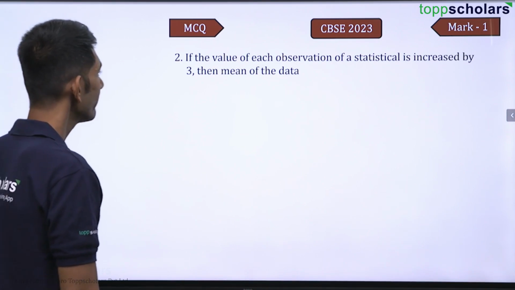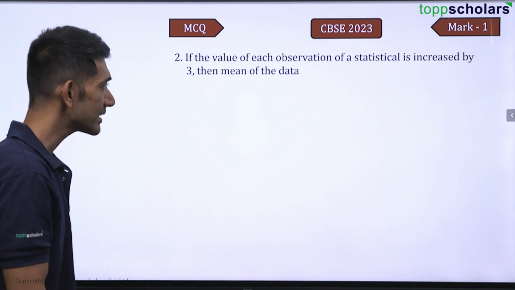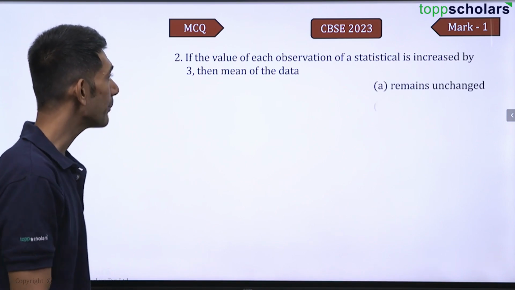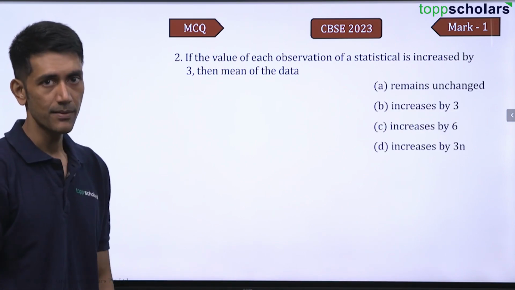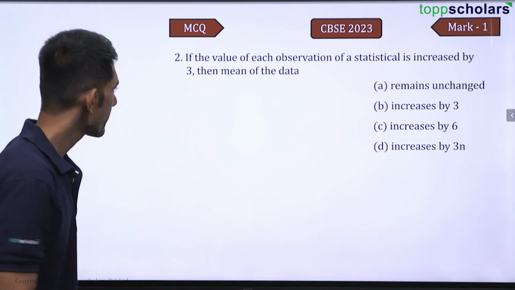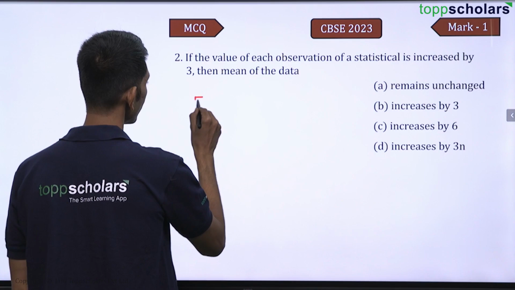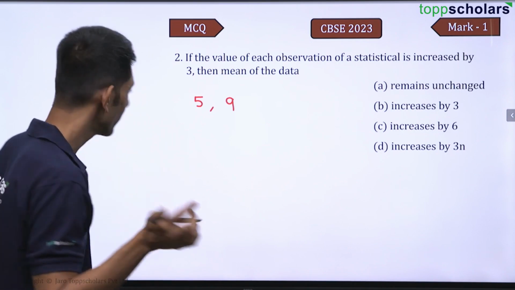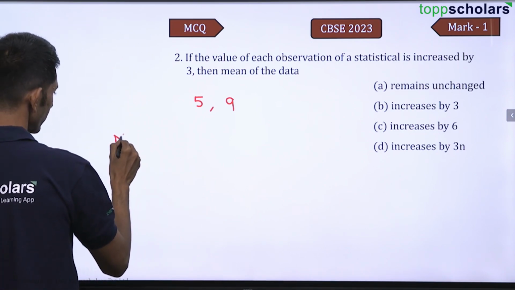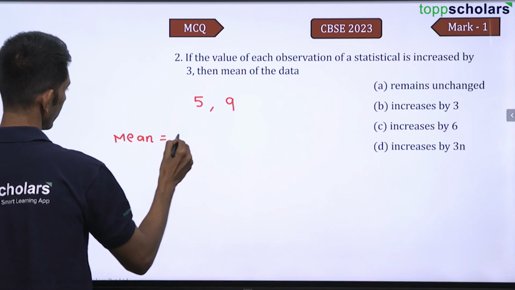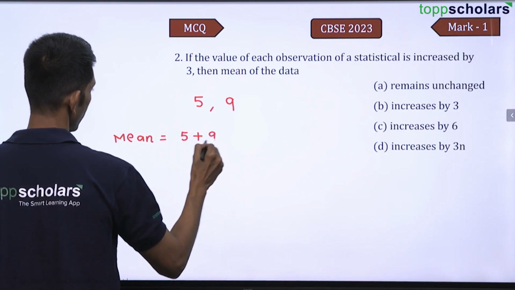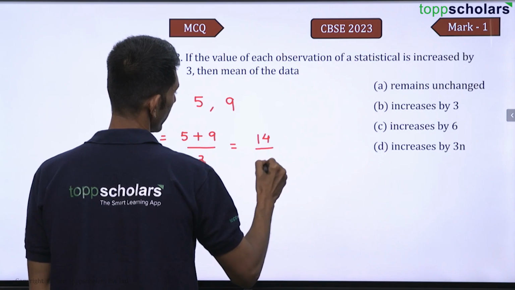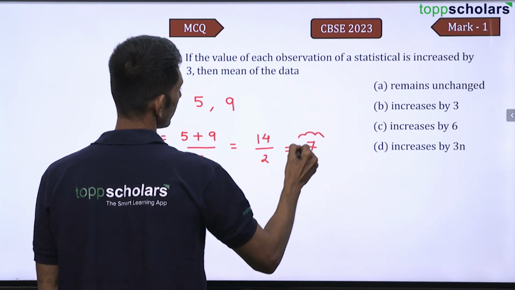Now the question says, if the value of each observation of a statistical data is increased by 3, then what happens to the mean of the data? Now this is very interesting. For that I'll give you an example. Suppose I have two numbers, 5 and 9. I'll take a simple example. Find out the mean of this. That will be 5 plus 9 divided by 2. 5 plus 9 is 14, and 14 divided by 2 is 7.